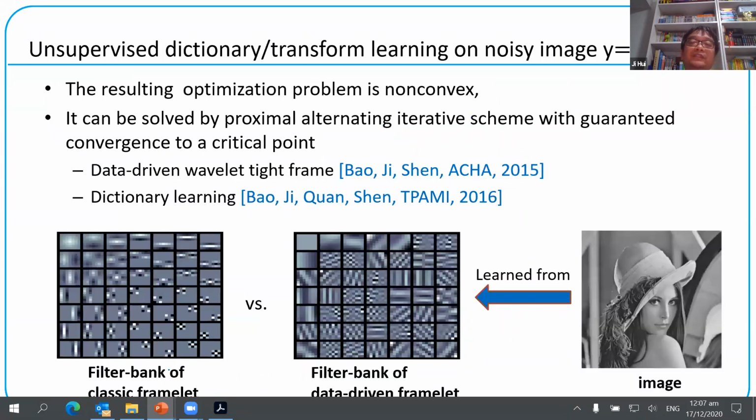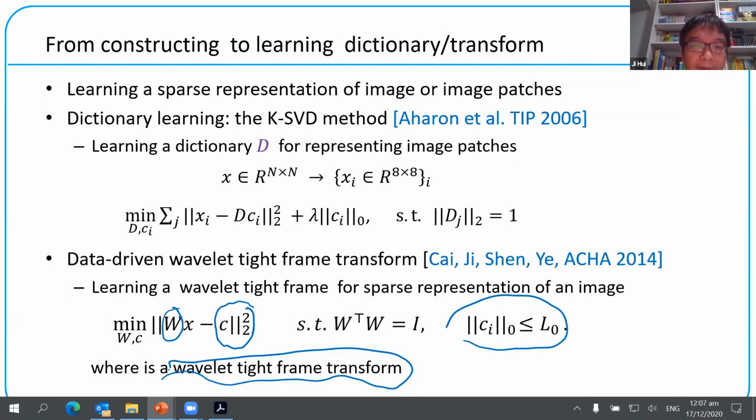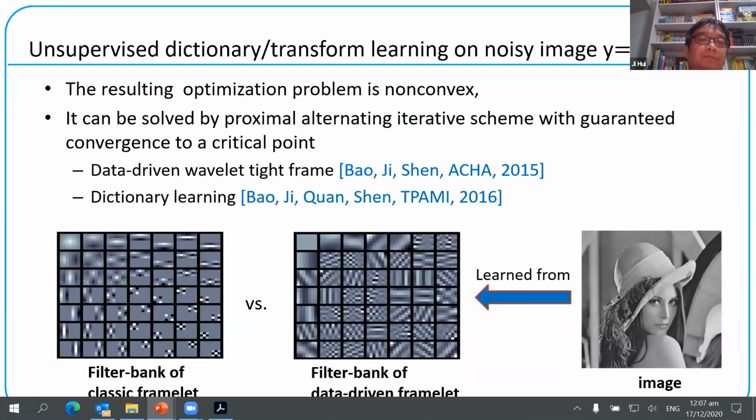This can actually be done directly on the noisy image, in the sense that it is unsupervised. Of course, if you look at this problem, the resulting problem is non-convex. You have this term in the dictionary learning, and for the transform learning you have this term as well as this term. These terms are all non-convex. So in general, you cannot find a method that can solve it with a global minimizer. Fortunately, we studied this problem and showed that using the so-called proximal alternating iterative scheme, you can guarantee that you can at least find a critical point of the problem.